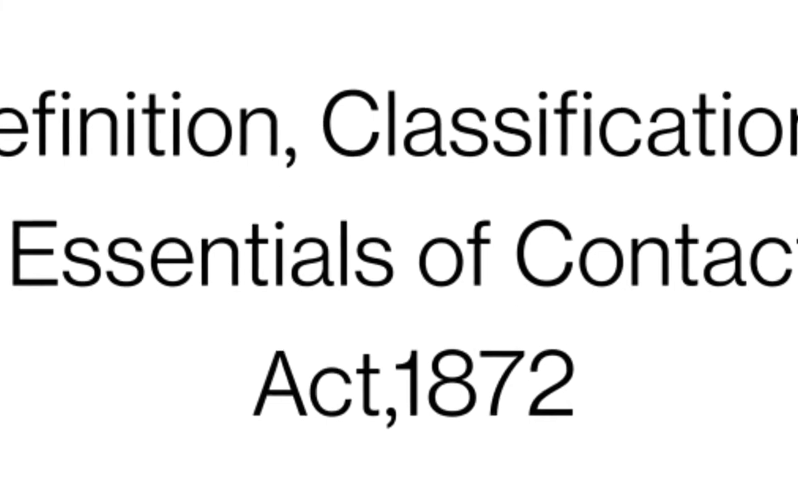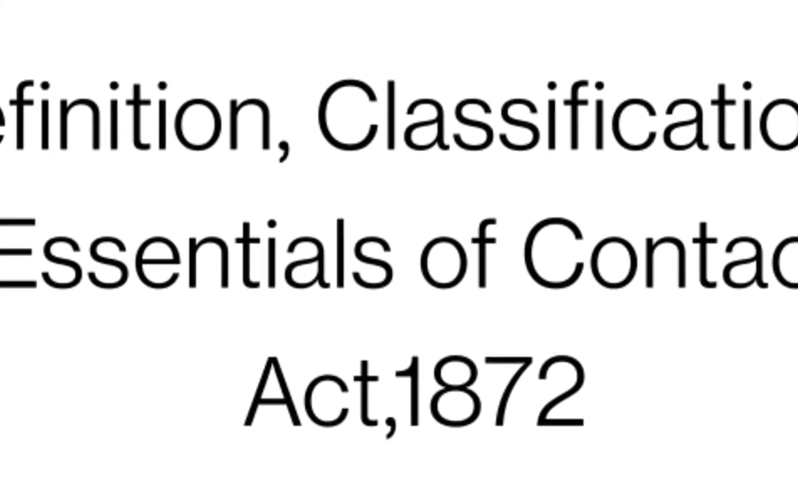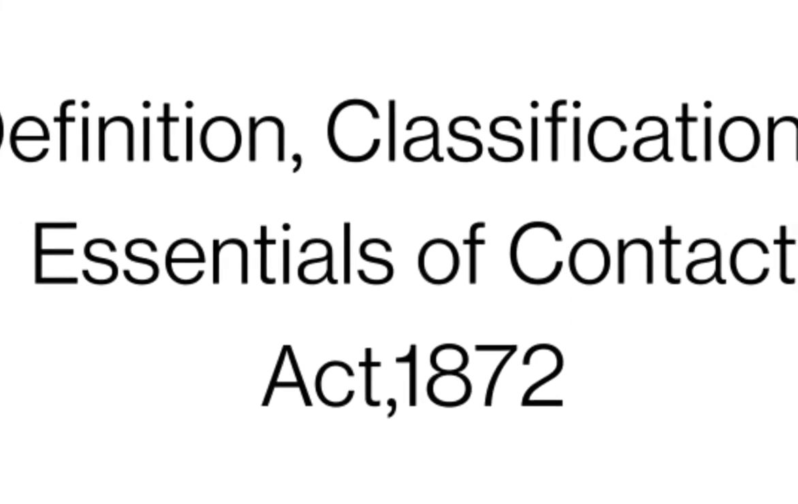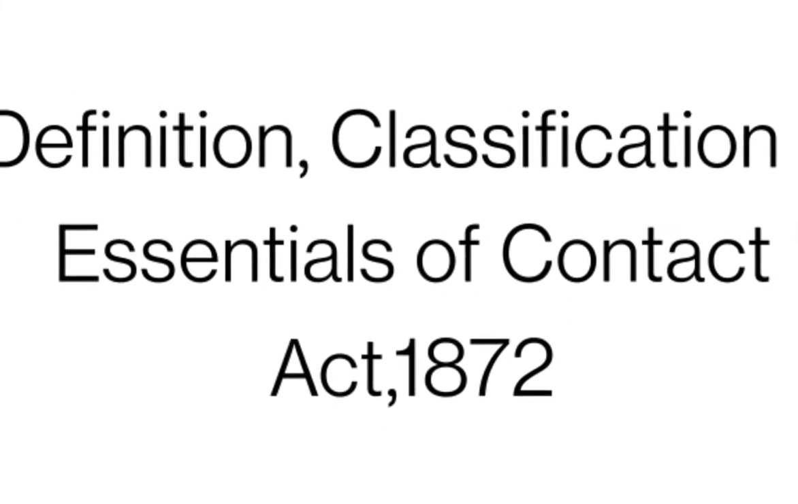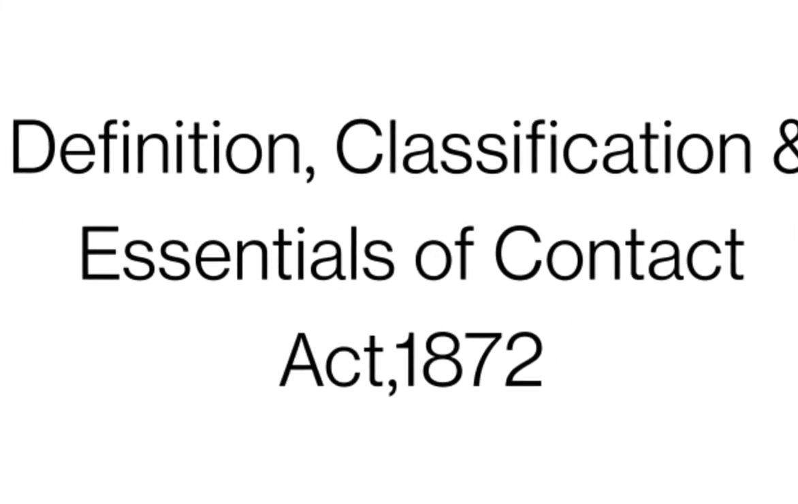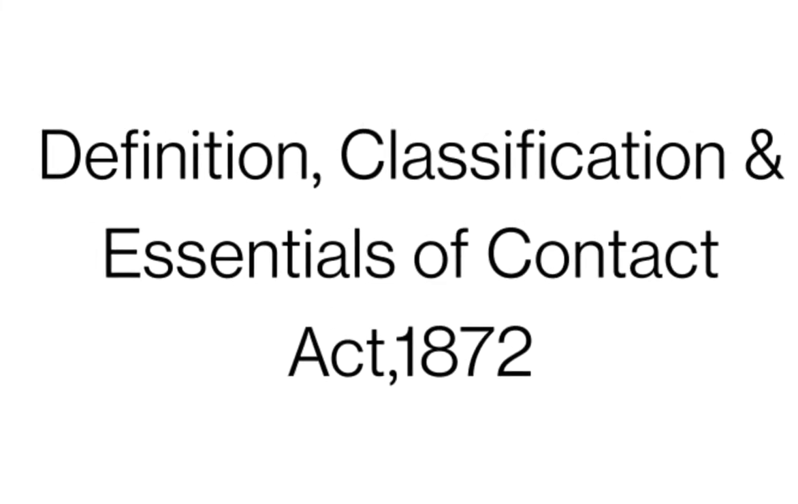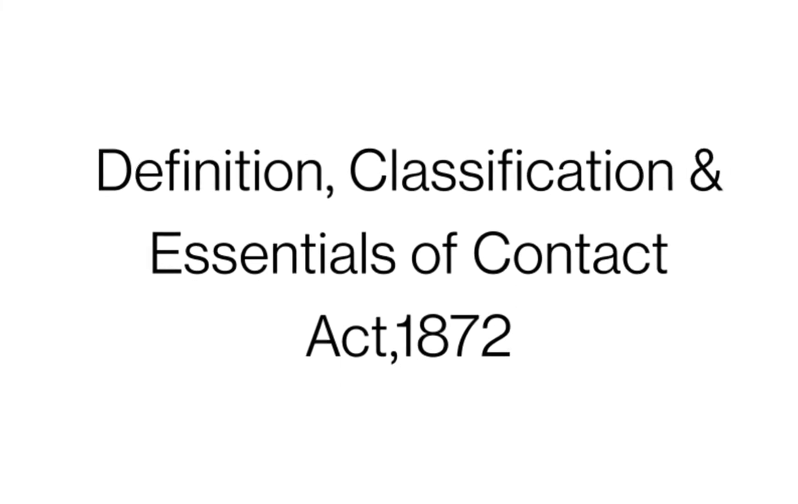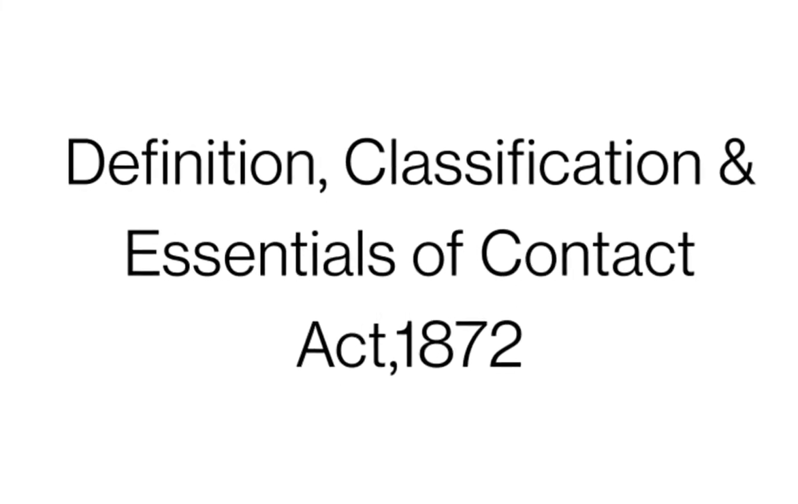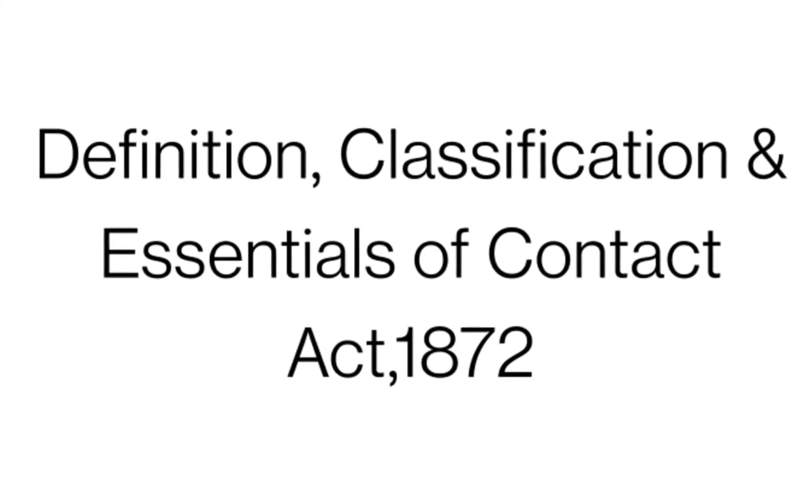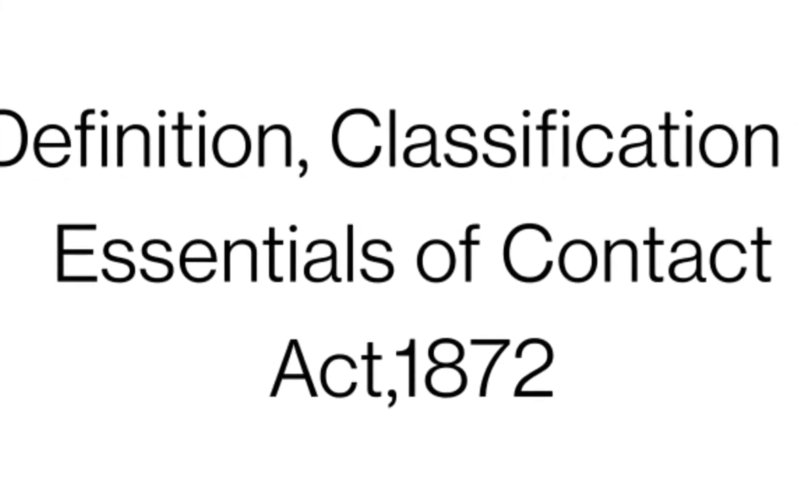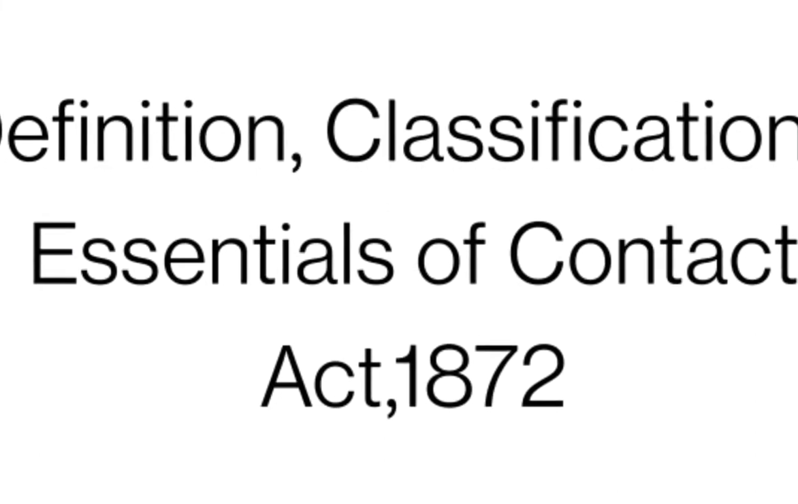Now comes classification of contracts. There are different types of contracts, so let us have a brief idea on the classification of contracts. Number one is void agreements. A void agreement means an agreement not enforceable by law. Next comes void contract. A contract which ceases to be enforceable by law is a void contract.